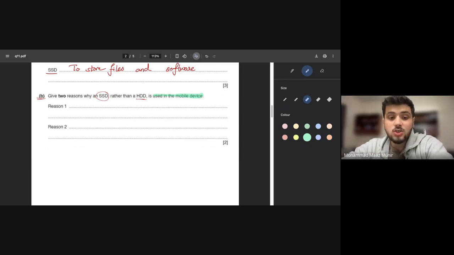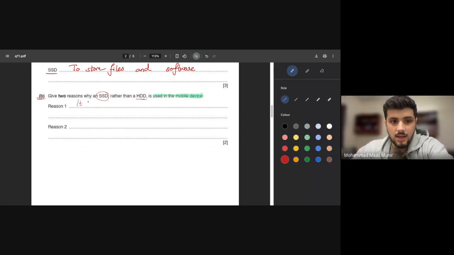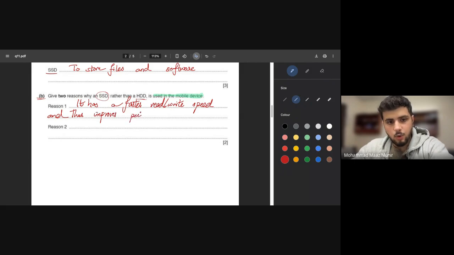तो there are lots of reasons which you can mention जो कि आप लोगों ने याद किए होंगे, but यहाँ पे हम एक ये कर लेते कि it has a faster read write speed. ये पेन चेंज कर देता हूँ. It has a faster read write speed, and thus improves performance, एक point.